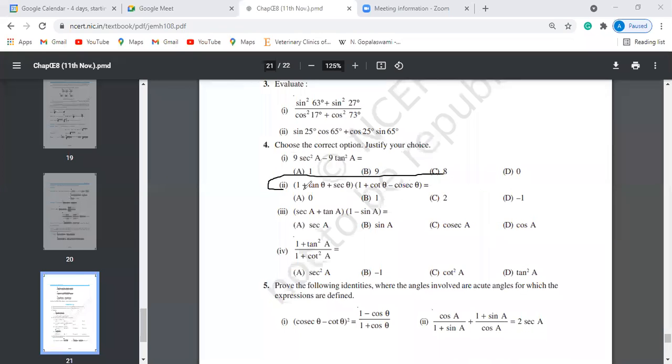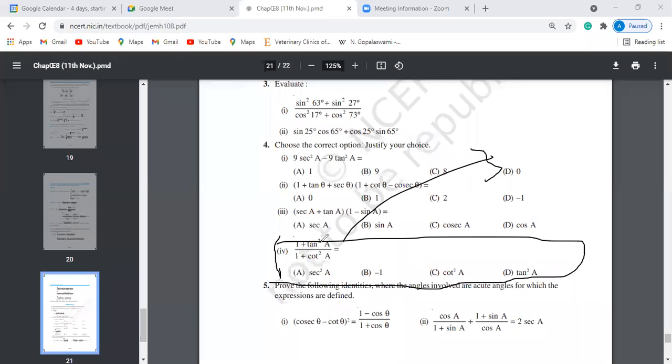Solve this and let me know the answer. Come on, start. 1 plus tan square A.